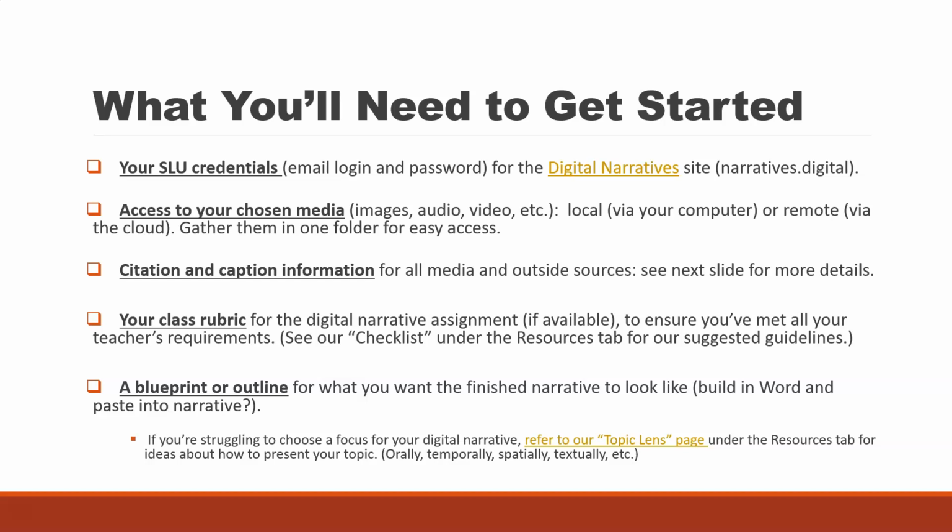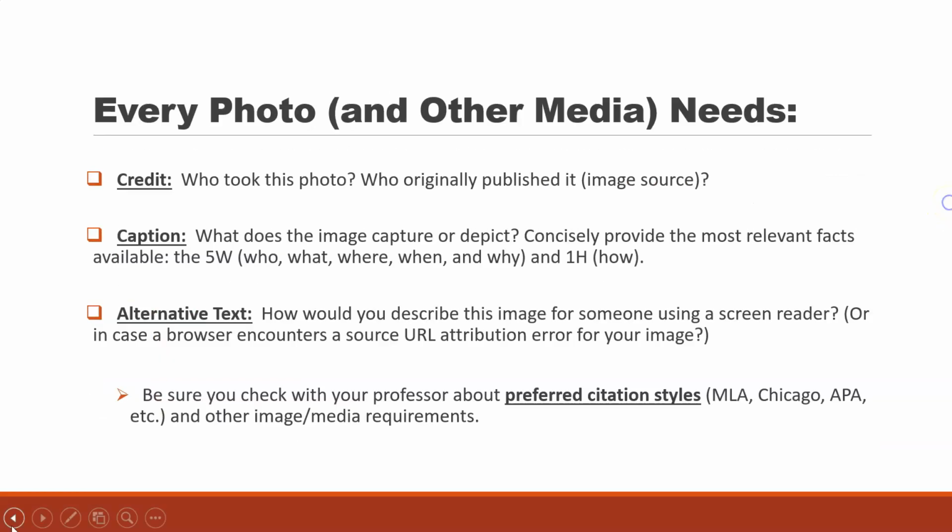If you're struggling to think about how to focus your digital narrative, you might check out our topic lens page under the resources tab on our main site for ideas about how to present your topic, orally, temporally, spatially, etc. So every photo and other media will need a photo credit or media credit: who took the photo, where did this source come from, who published it. And a caption: what does the image or piece of media capture or depict. You might think about including, as concisely as possible, the 5W and 1H: who, what, where, when, why, and how.